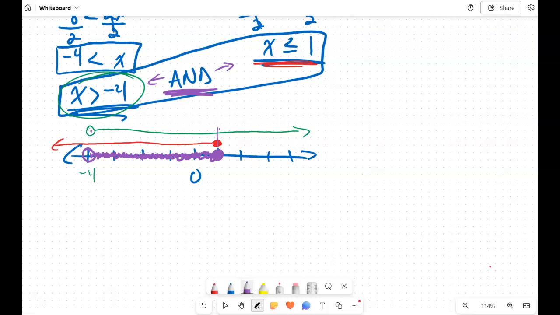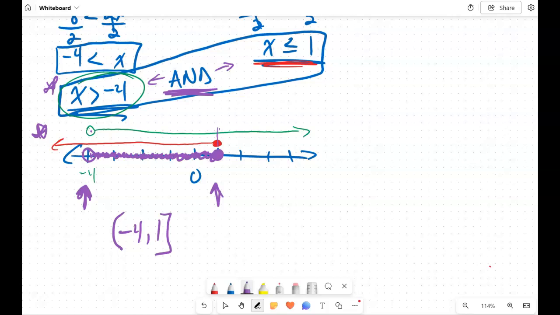Now, we have the algebra solution, we have the number line solution, and now let's do our interval version of this solution, interval notation. Remember, interval notation focuses on a left side and a right side. So my left side is -4, my right side is 1, parentheses or brackets on each. This one is open, so it will have a parenthesis. Over here, it's closed, so it will have a bracket. And that is a conjunction.